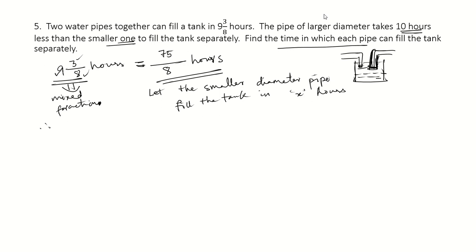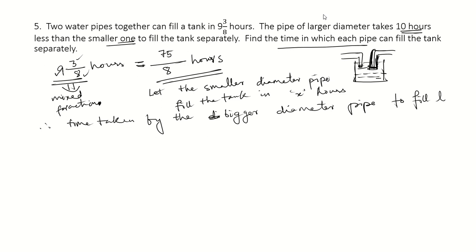Therefore, the time taken by the bigger diameter pipe to fill the tank will be less time, right? It will be x minus 10 hours, right?